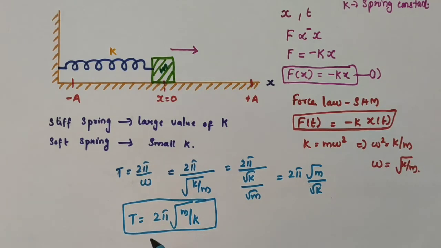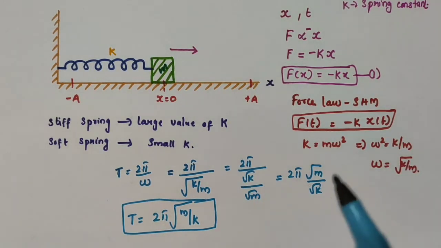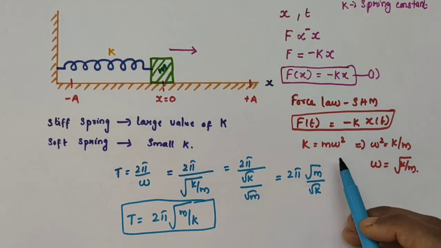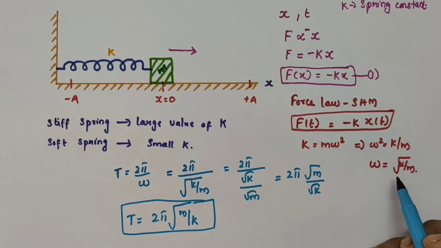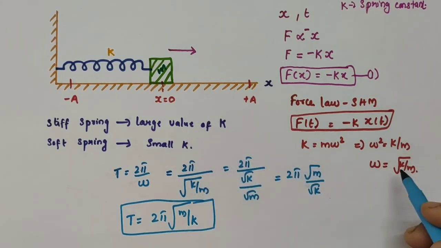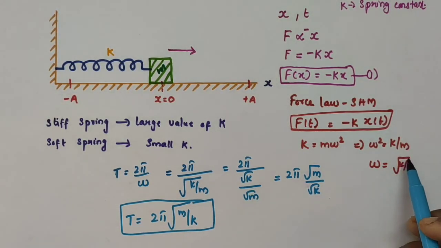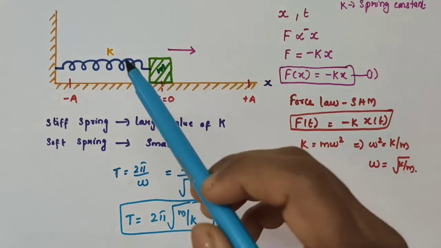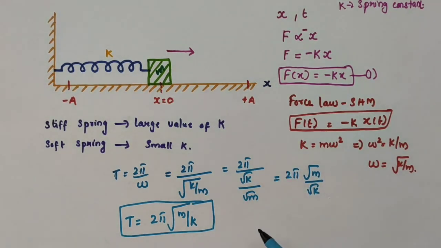A block of small mass attached to a stiff spring will have a large oscillation frequency. See, oscillation frequency omega is equal to square root of k by m. While we consider a stiff spring, it has a large value of k, so the numerator is large. And we are considering a block attached to the spring of small mass, so m is small, so the denominator is less. So what about the total value? The total value will be large. So a block of small mass m attached to a stiff spring will have a large oscillation frequency.